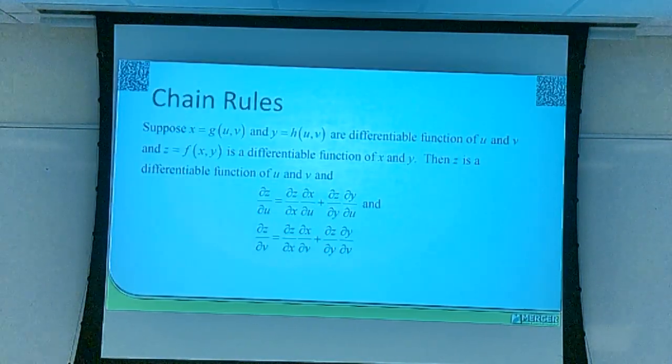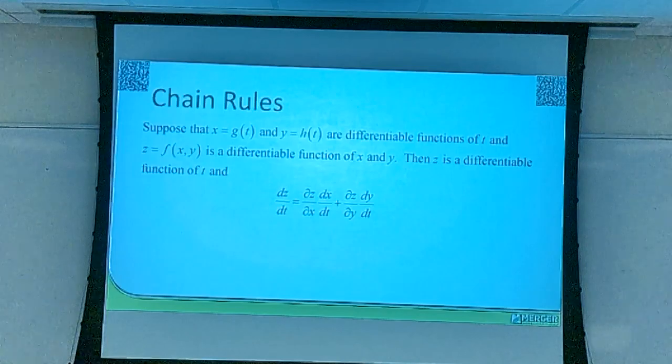How come for this one there's no dx dt? Because now x is multivariate. So it has to be a partial because it's multivariate. Whereas here, they were single variable.